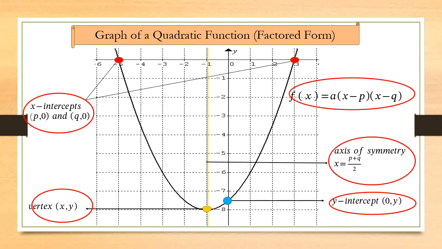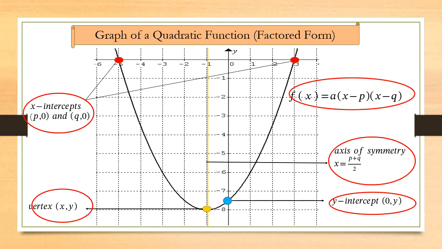Now, the graph of a quadratic function in factored form will have: number 1, x-intercepts; number 2, line of symmetry, or we say axis of symmetry. Then we also have a vertex (x, y), and finally there is the y-intercept, (0, y).